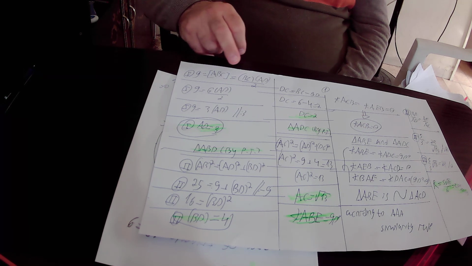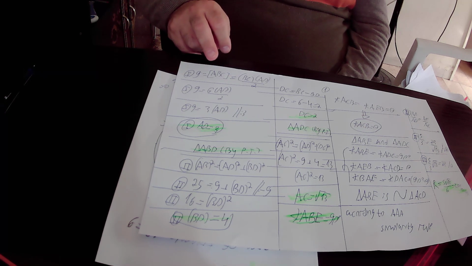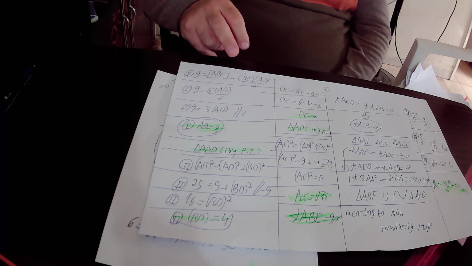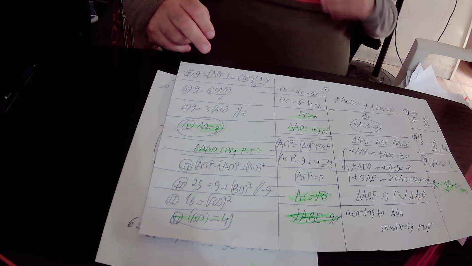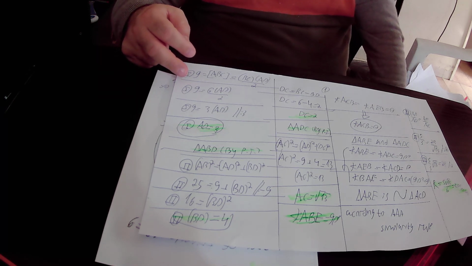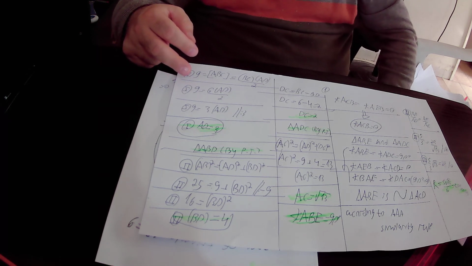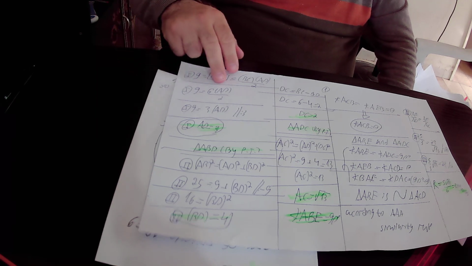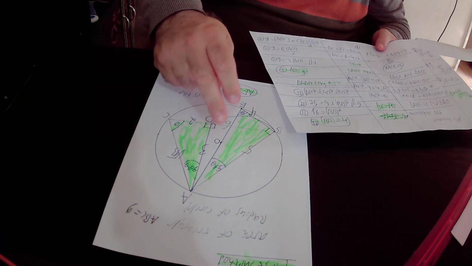BC equals 6 units, so 9 equals 6 times AD over 2. 6 over 2 is 3. So we found that 9 equals 3 times AD. We divided this equation by 3 and found that AD equals 3 units.